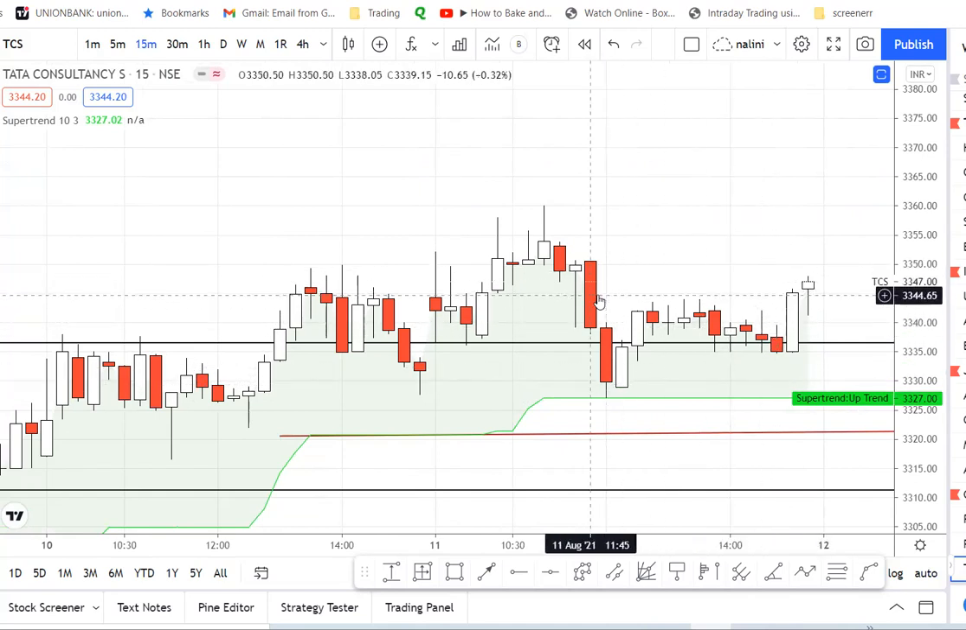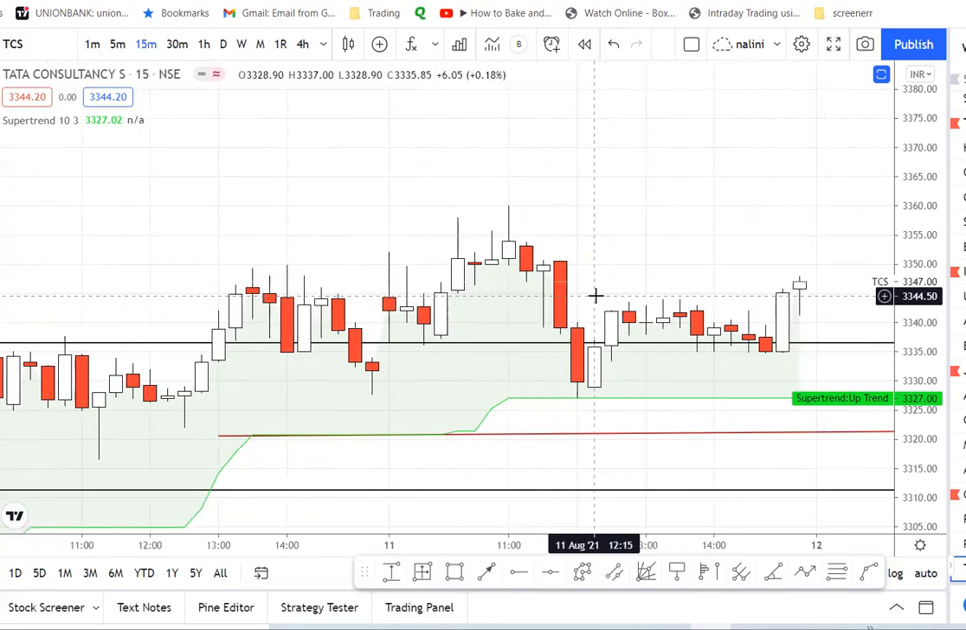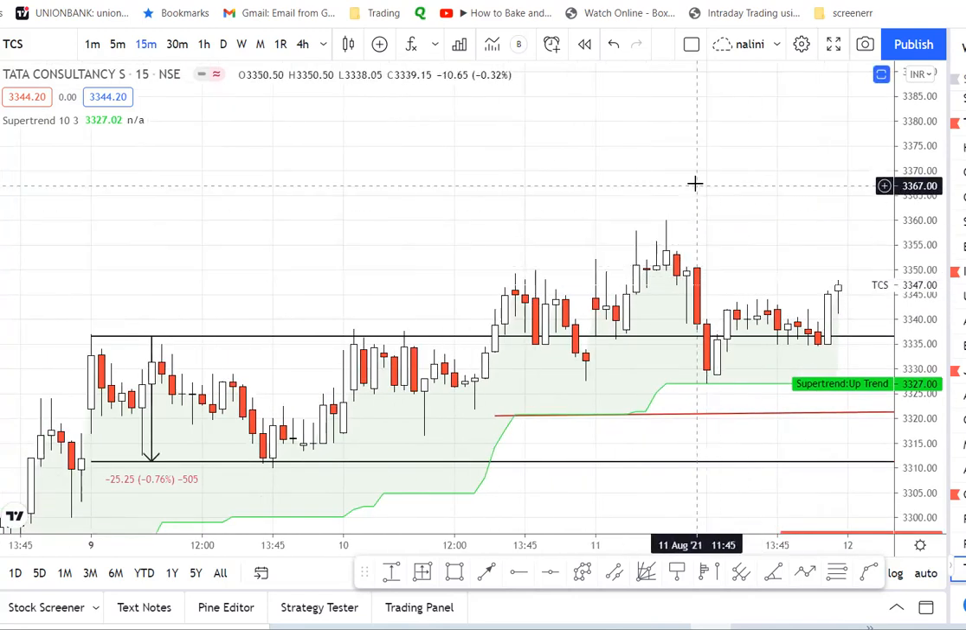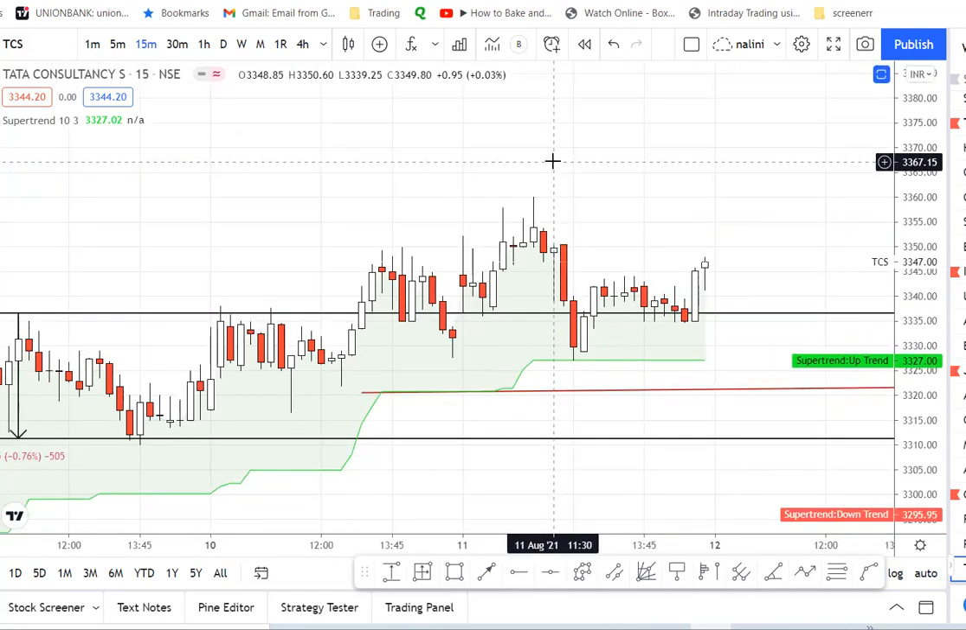Okay, it is a trend indicator. Super trend is a trend indicator. So you should know how to use it. If you know how to use it, then it will have a lot of meaning and it will help you to trade in a better way.